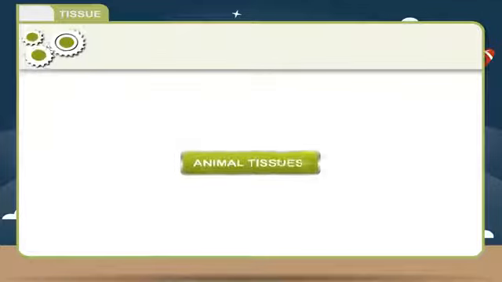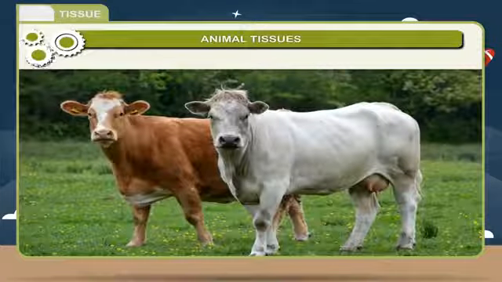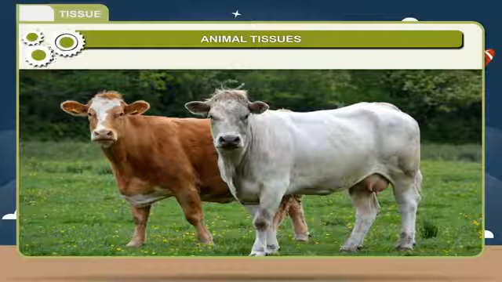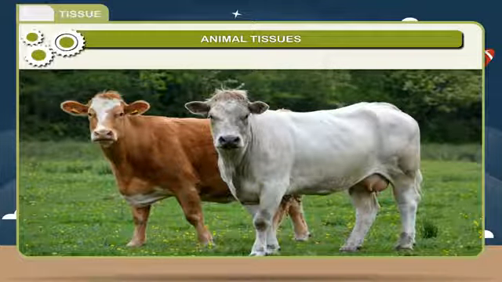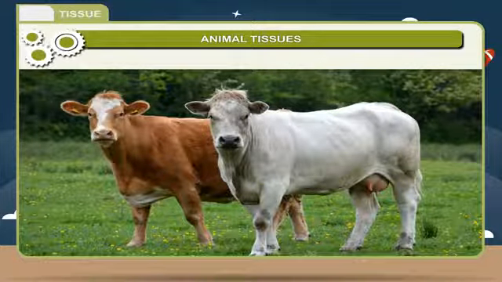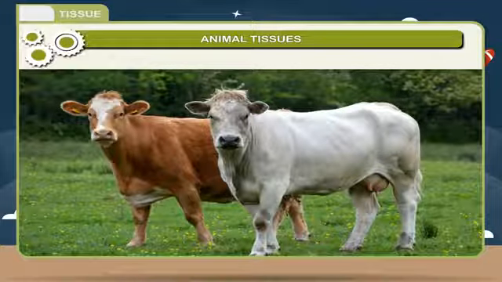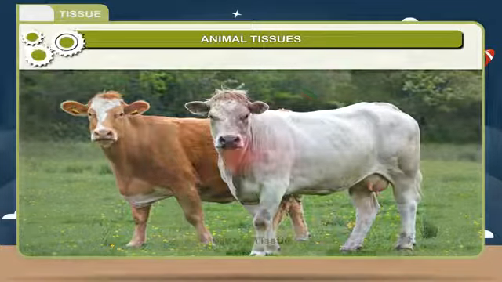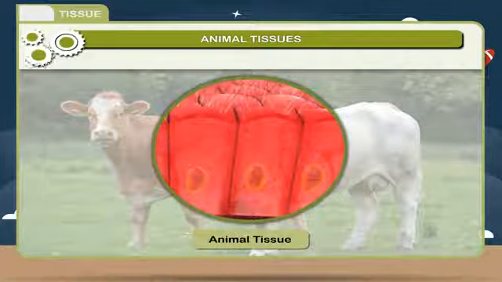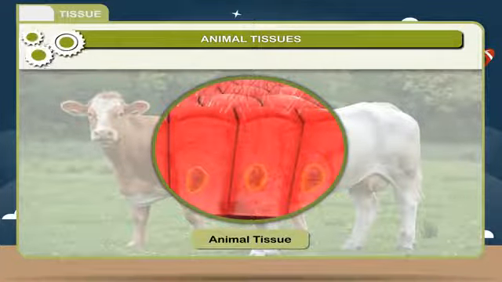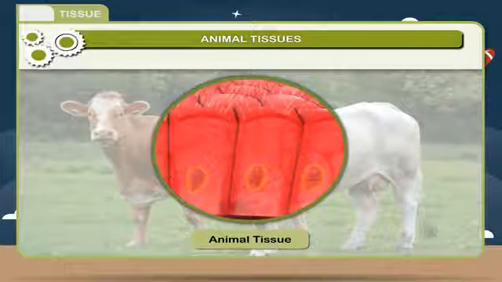Animal tissues. Like plants, animals are also made up of different types of cells. When a group of similar cells perform a particular function in an animal, it is referred to as tissue. These tissues can be differentiated into 4 groups according to the structure and function of the cells.